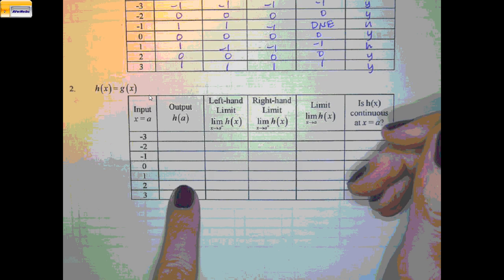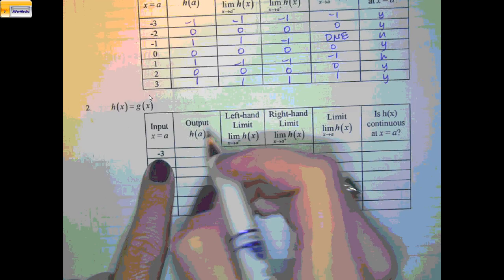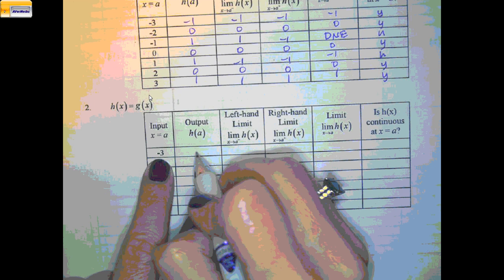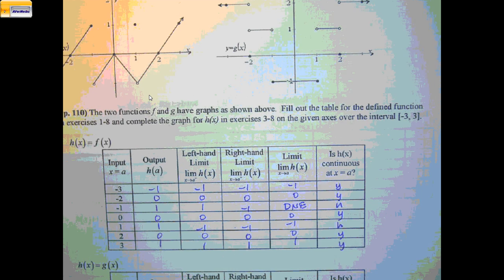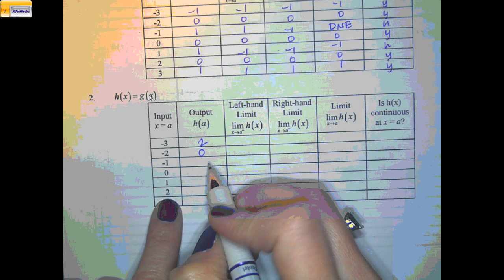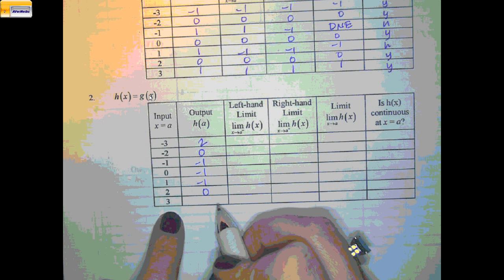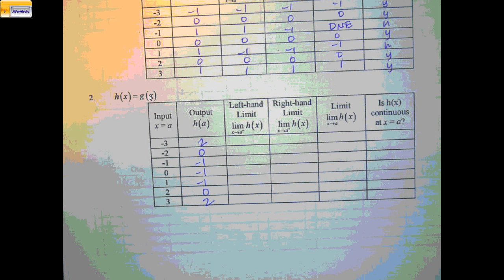So for -3, when you look at the picture, what's the answer? 2. You're just looking for the colored in dot. At -2, what was the answer? 0. Okay, give me the rest going down. -1, -1, -1, 0, 2. Everybody got that? And I'm just going to trust that you are correct if I don't have it in front of me.